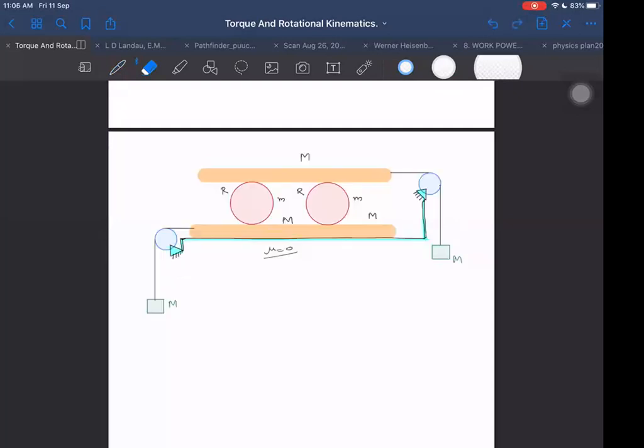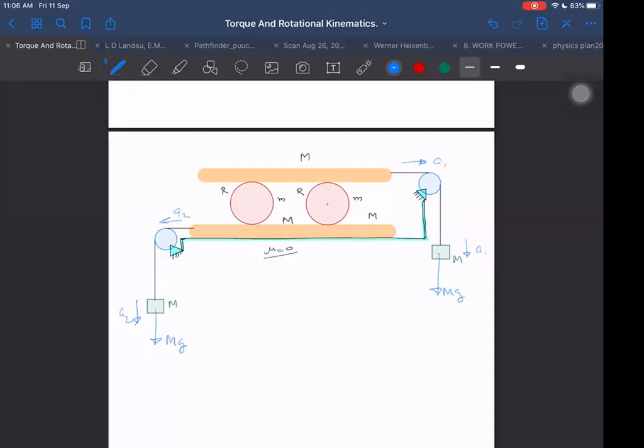Wait a second. First of all, what is the force acting downwards here? mg. Here also mg. And then the downward acceleration may be a2. This side it is a2, and this side it is a1, and this side it is a1.